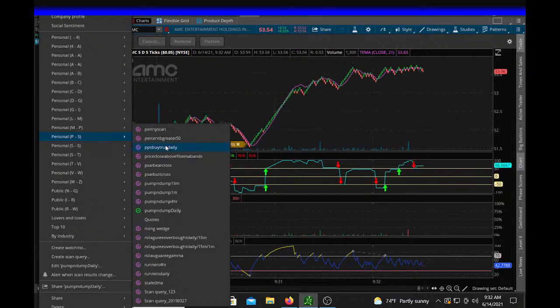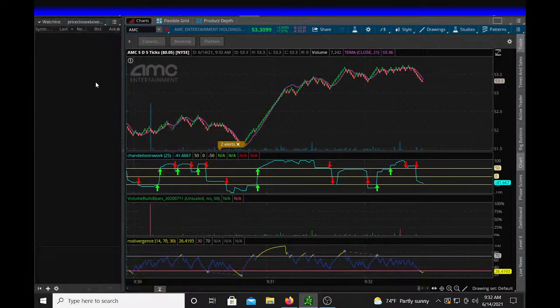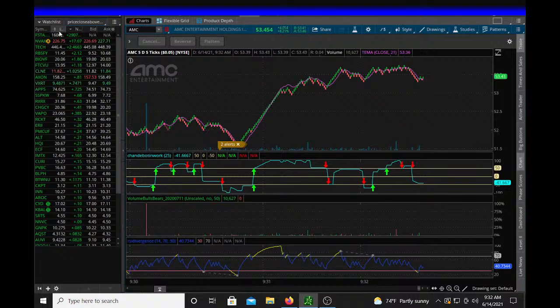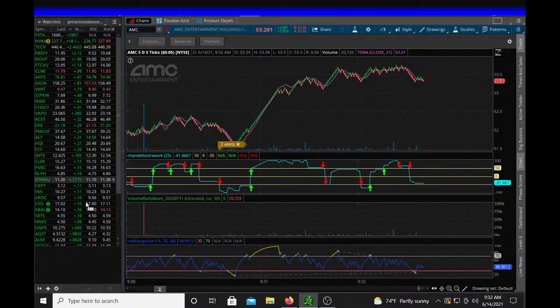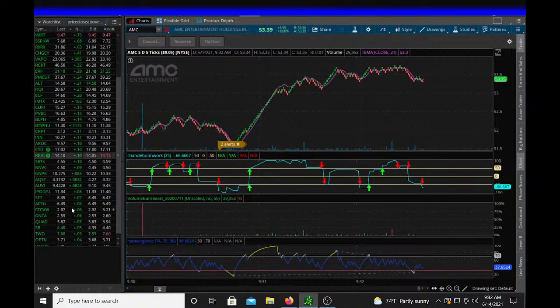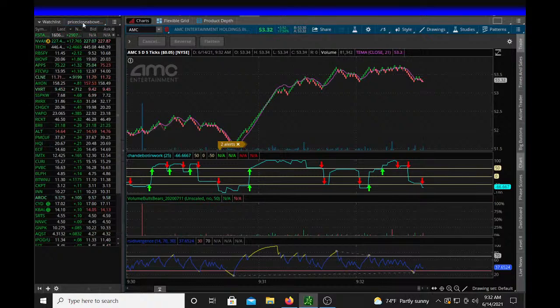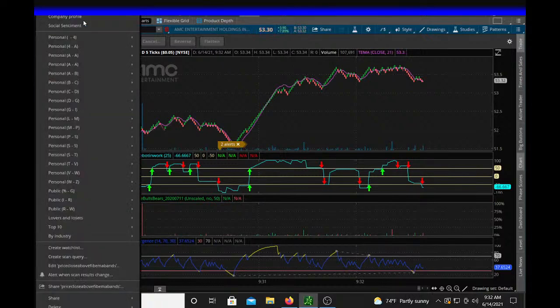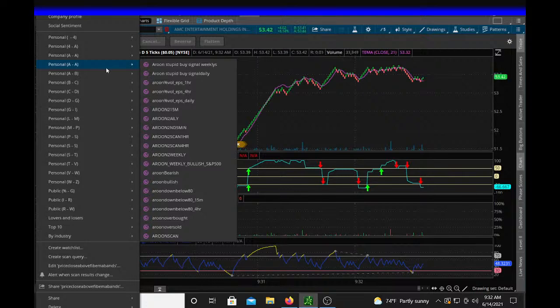Let's check this one first: the price above the Fibonacci and the moving average. All right, so that's a lot of them. A lot of green stocks, okay? So if you're just looking for green stocks, that'll do you just fine. All right, but we want to be more specific than that.